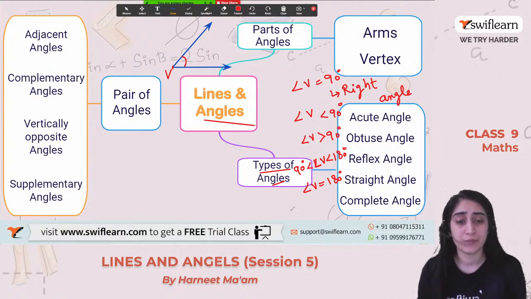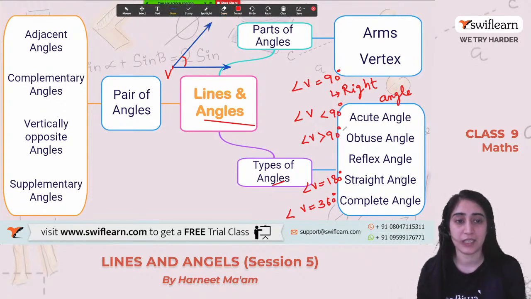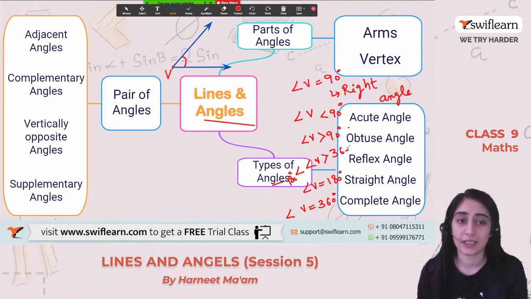How about the complete angle? What happens when the angle is equal to 360 degrees? So in a reflex angle, what do we say? We say it is greater than 360 degrees. I'm so sorry, I did this wrong. Let me clarify again. Obtuse is greater than 90 degrees but less than 180 degrees, whereas in reflex, the angle is greater than 180 degrees but less than 360 degrees, right?